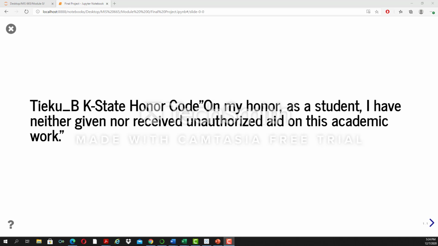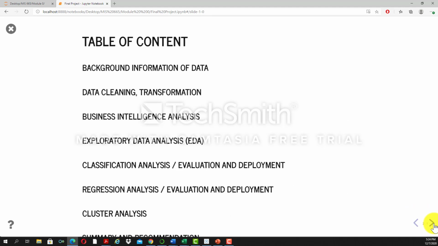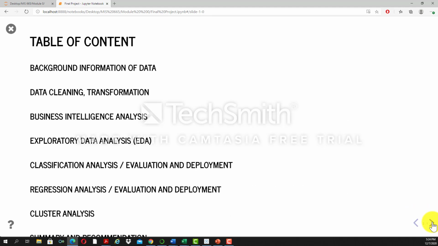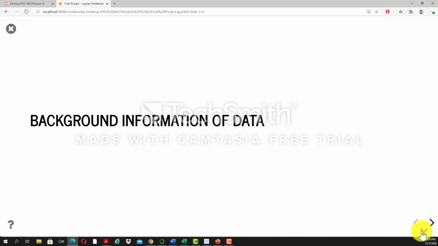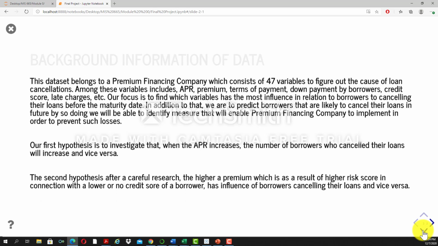It's going to be fast because I have a lot of information, but the time is not that much. So we're going to be quick with it. The next thing we're going to look at is the table of contents, as you can see right there. The background information of data, that's the project description.